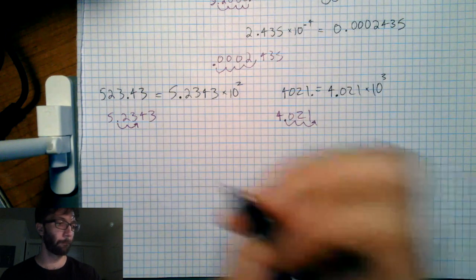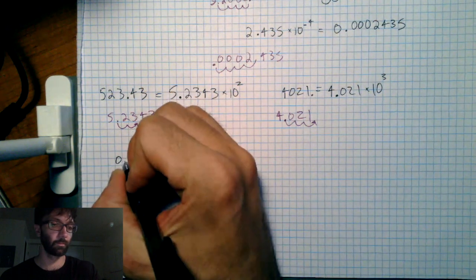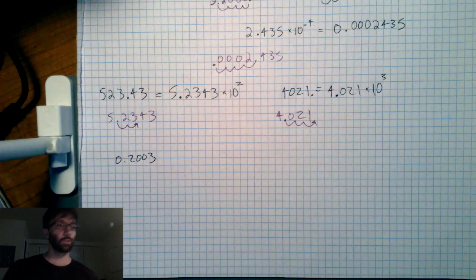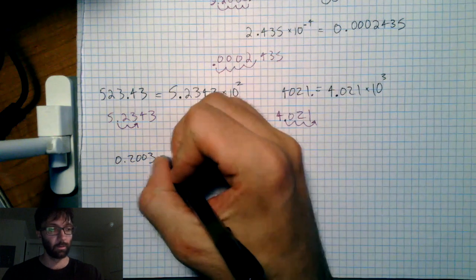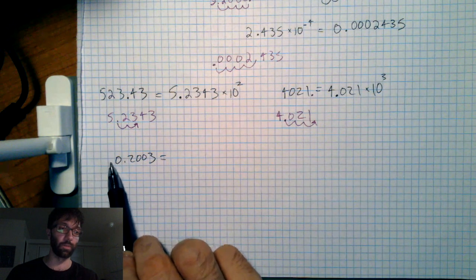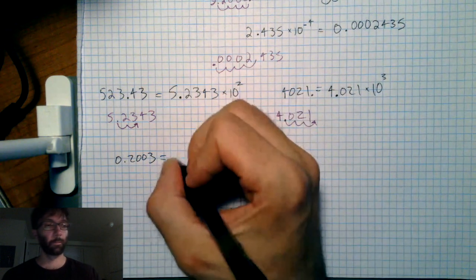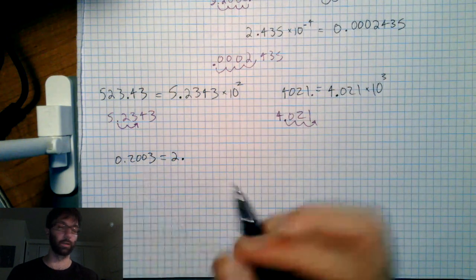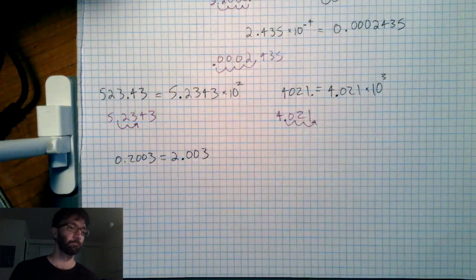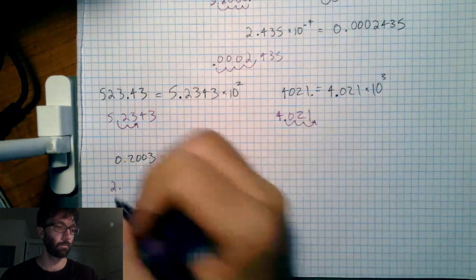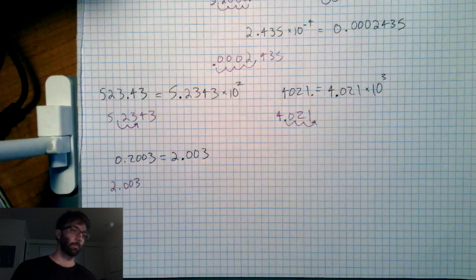Okay, we've got a couple more. So here we have 0.2003. And so again, from left to right, I'm going to find my first non-zero digit. So in that case, it's going to be 2. Then I'll place my decimal, and then I'll write in the rest of the digits here. All right.